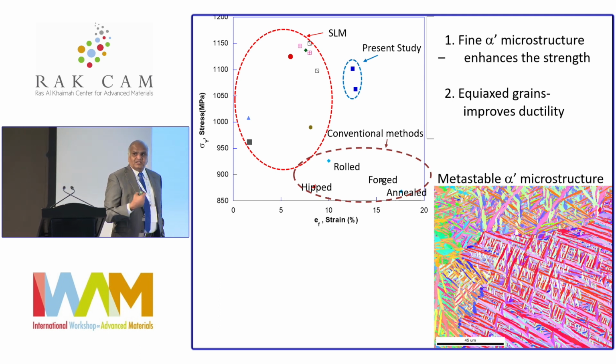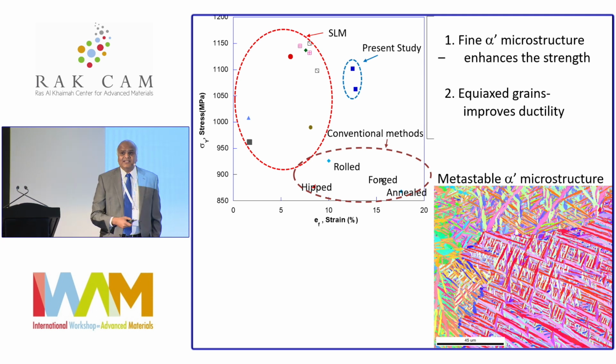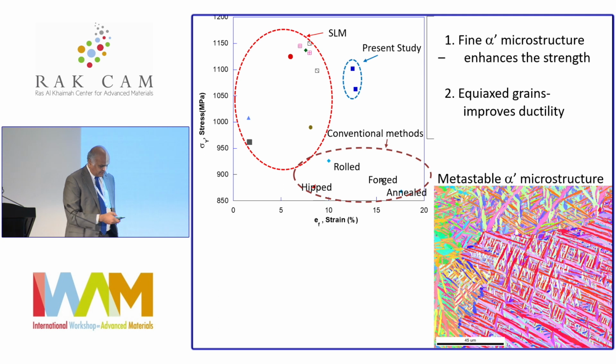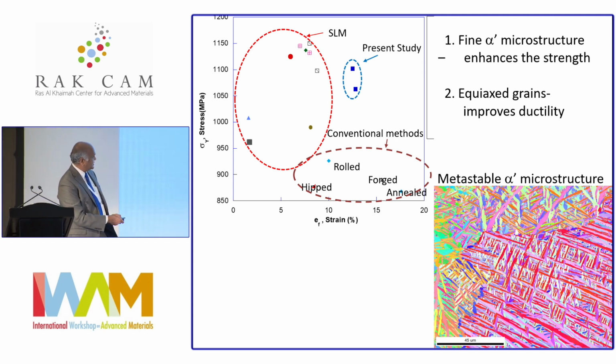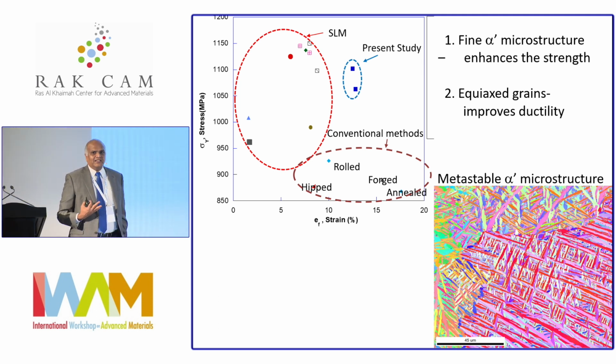But the rapid solidification in this case results in a metastable martensitic structure, the alpha prime structure in this case. That's what you can see here. And sometimes if you are thinking about a slightly higher temperature application, metastable structures are not desired, right?